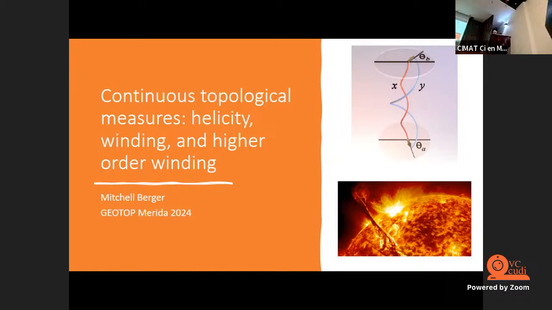Yes, I want to talk about topological measures where you don't have closed curves. So if you have a magnetic cloud erupting from the sun, it has endpoints or foot points in the surface of the sun, so you have to deal with that.